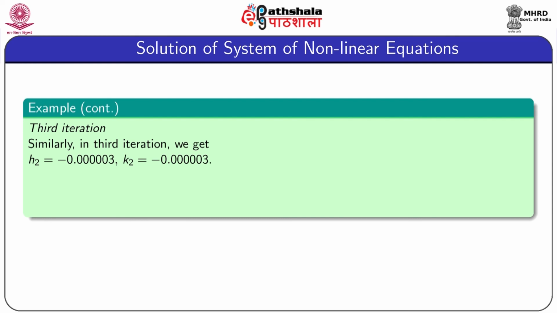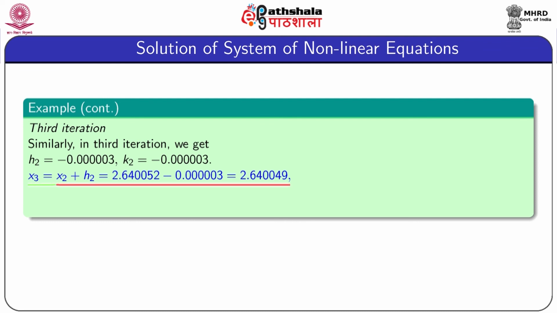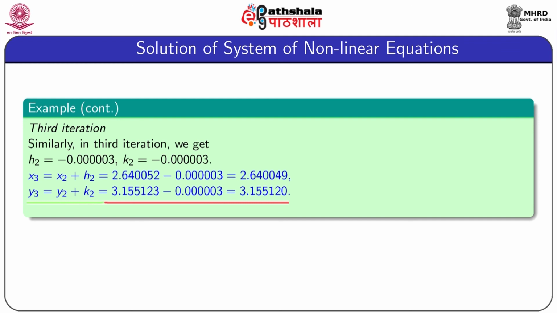In the third iteration, we get the value of h2 = −0.000003 and k2 = −0.000003. Note that h and k, particularly h2 and k2, represent the error occurring in the successive iteration. So, note that the magnitude of the error in h or in k is very small and correct up to 5 decimal places. Therefore, the third approximated value of x, which is x3, is 2.640049, and the value of y3 is 3.155120.